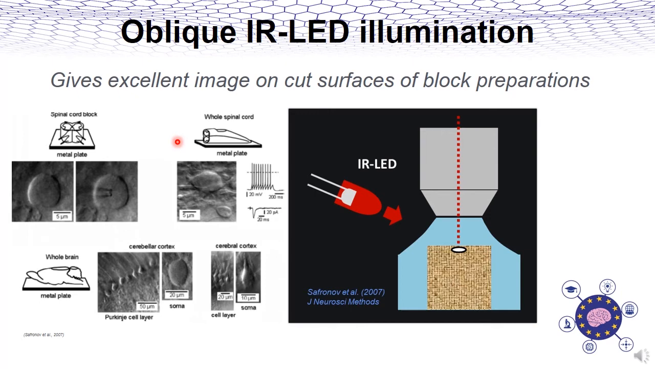Oblique illumination gave excellent results on cut flat surfaces of different preparations from different brain areas, such as the spinal cord, the slice of the spinal cord, or even the whole brain. In this original paper, the author suggested to perform a cut into the preparation to create a flat surface for imaging, and at the same time providing access to recording electrodes for patch clamp experiments.